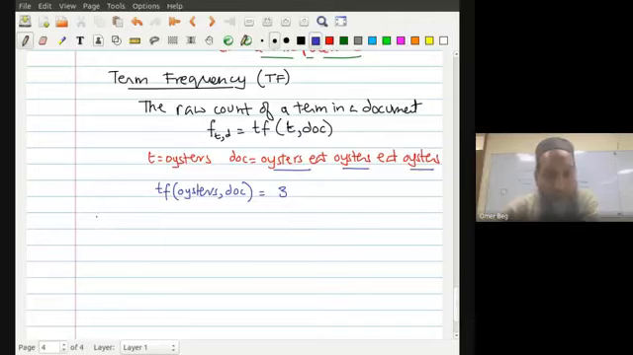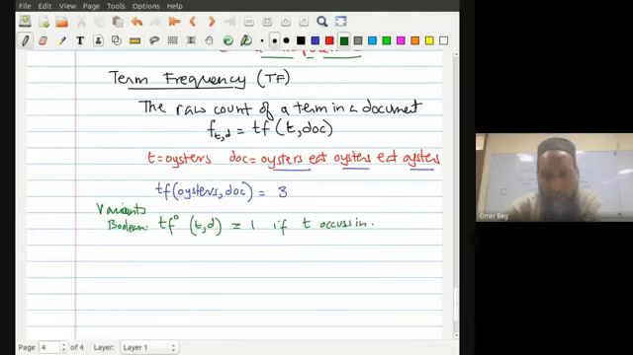Then there are other variants of computing TF. There is TF not, given a term and a document. This is the Boolean version of TF. It would be 1 if t occurs in d, otherwise 0. See?